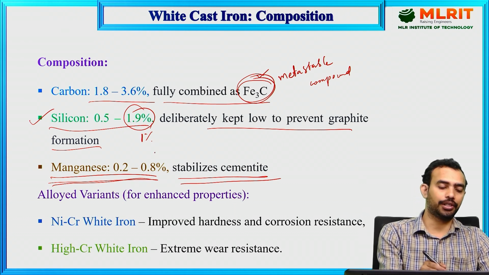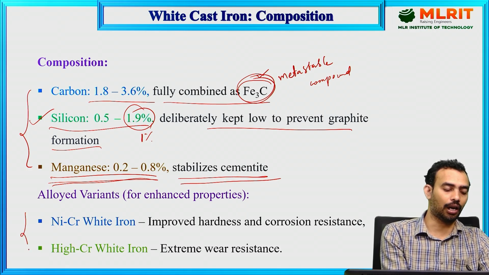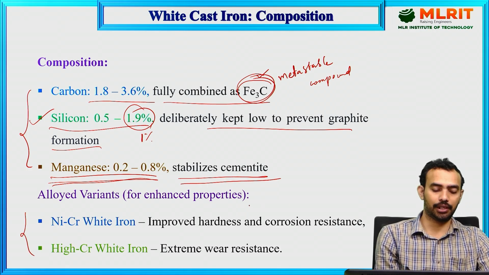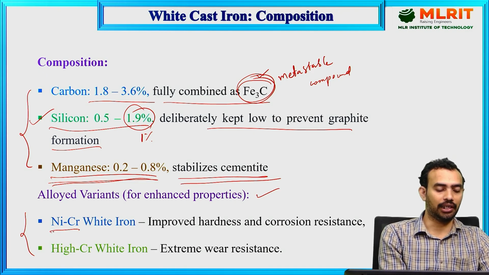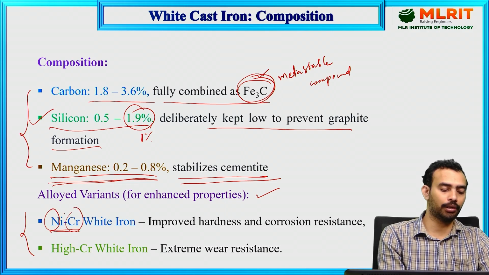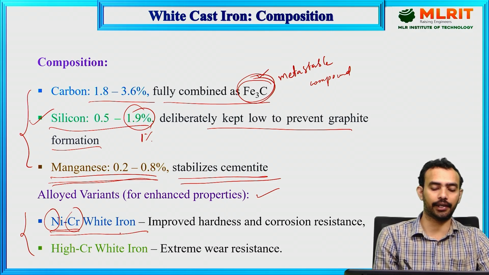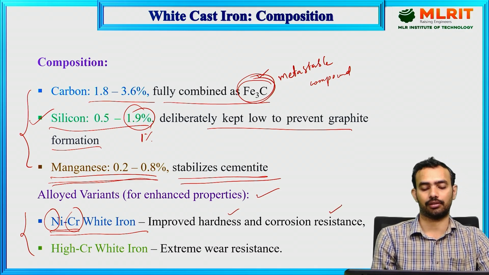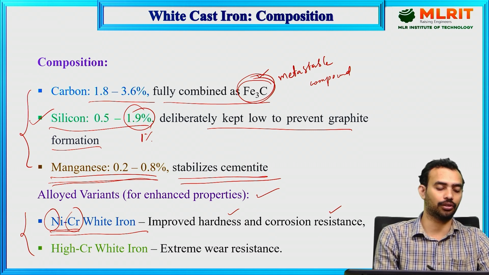In addition to these primary materials, we will also have alloyed variants, basically to improve the properties of the overall cast iron. It has been alloyed with nickel and chromium, and hence this cast iron is called nickel chromium white iron. It improves primarily the hardness and corrosion resistance. Hardness is anyway coming from the cementite, and further it can be improved by the addition of nickel.